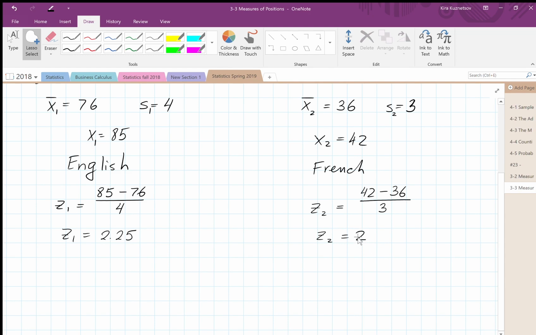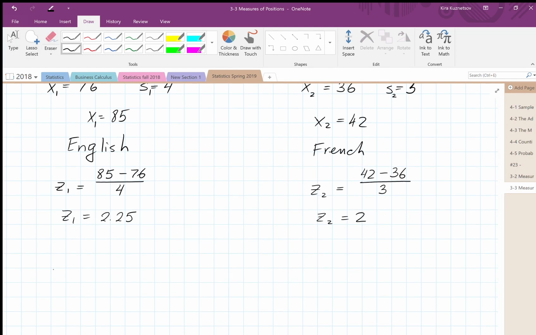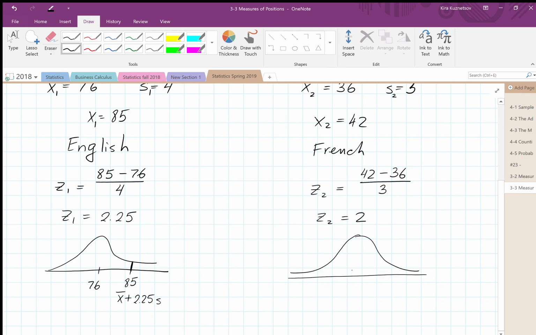Now the positive z tells me that it is to the right. So if I was going to draw this out, I have some kind of a curve. My x bar is 76. The 85 goes in here. I know that this is located at x bar plus 2.25 standard deviations. If I was going to draw a similar thing, I have 36 in the middle, 42 is to the right, and I know that this is located at 2 standard deviations.